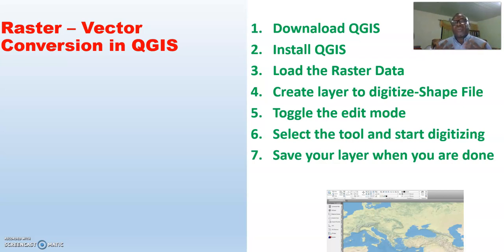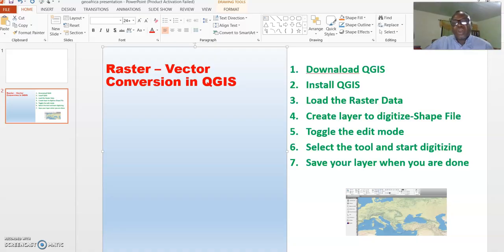So now toggle the edit mode. I'm going to go through all the details of this now. And then you select the tools and you start digitizing. And after you finish digitizing, you save your layer, and that's all. So we go through this procedure now, and I'm going to show you how you download.